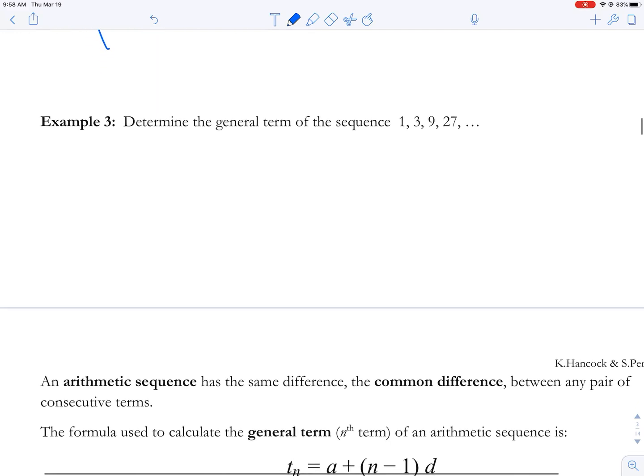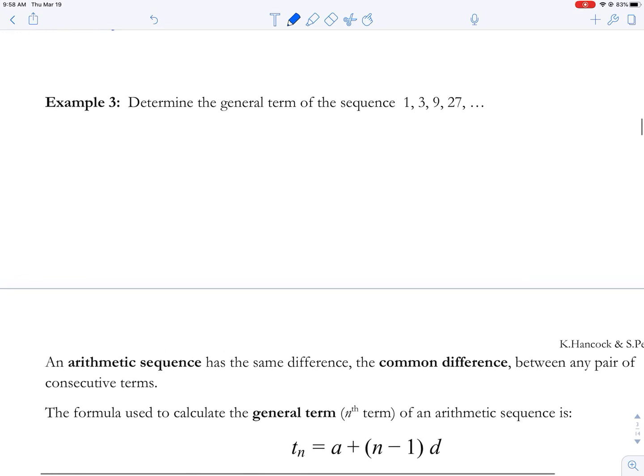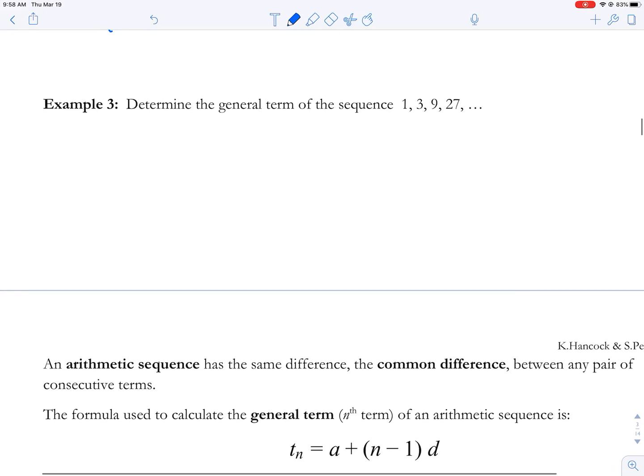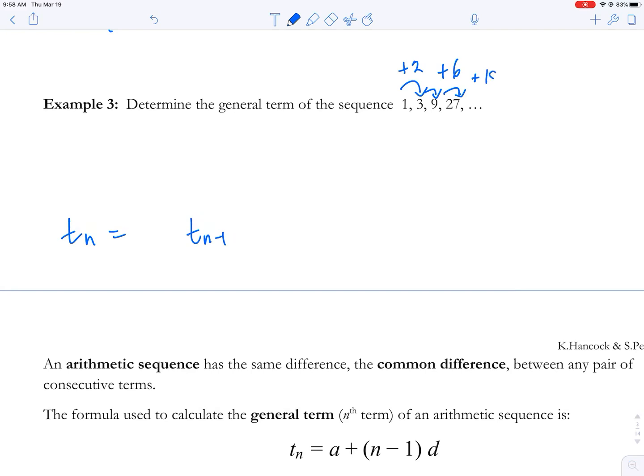Example 3, determine the general term of this sequence 1, 3, 9, 27. So somehow I'm going to have a Tn, and there's going to be something to do with the previous term. So let's take a look and see what happens. To go from 1 to 3, if I look at steps, plus 2, plus 6, plus 18, that's not going to work. But I also happen to have noticed that they're all powers of 3. So 3 to the 0, 3 to the 1, 3 to the 2, 3 to the 3.